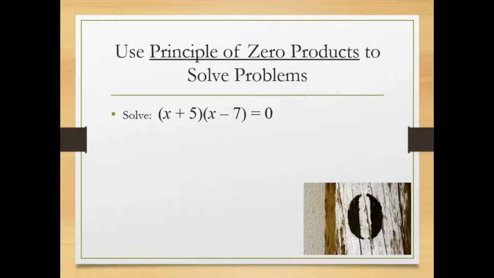To solve an equation like this, we will use the principle of zero products. We're looking for all values of x that make the equation true. The equation tells us that the product of x plus 5 and x minus 7 is 0. In order for any product to be 0, at least one factor must be 0. Thus, we look for any value of x for which x plus 5 equals 0 or x minus 7 equals 0.